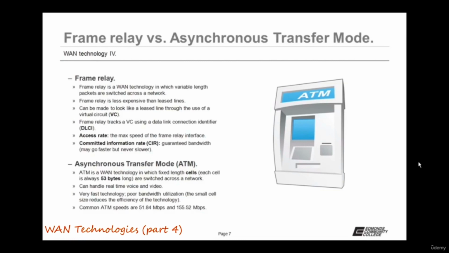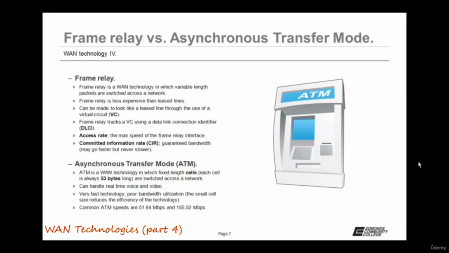The first is access rate. That is the maximum speed of the frame relay interface. The other term is the committed information rate, the CIR. That's the guaranteed bandwidth that a customer receives. So that's the minimum speed of that frame relay network. The access rate may be higher, but the customer is always guaranteed the committed information rate.